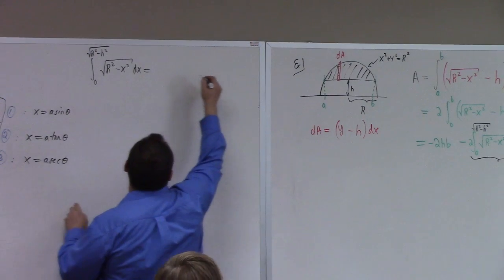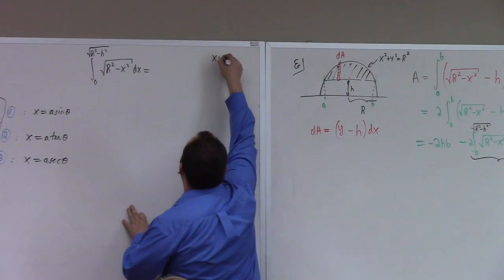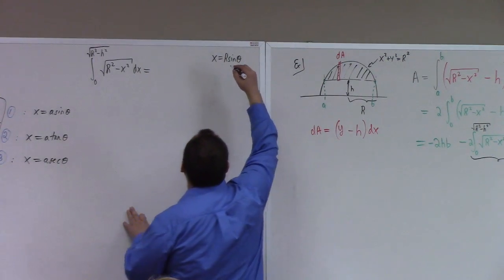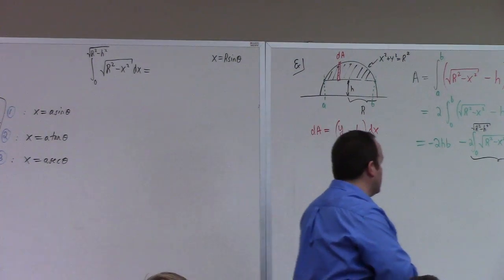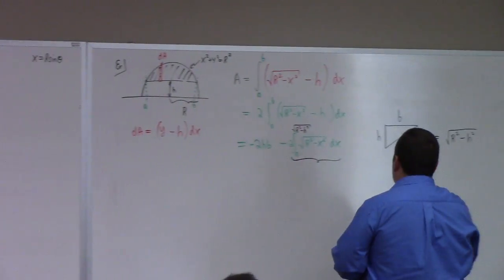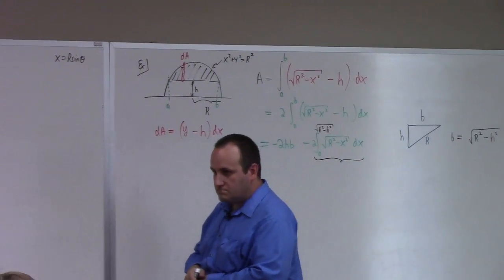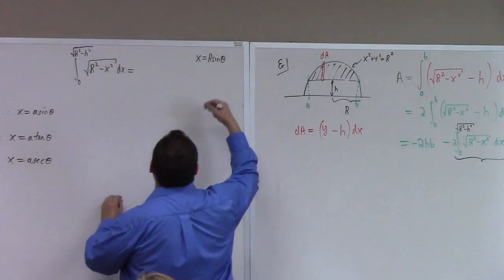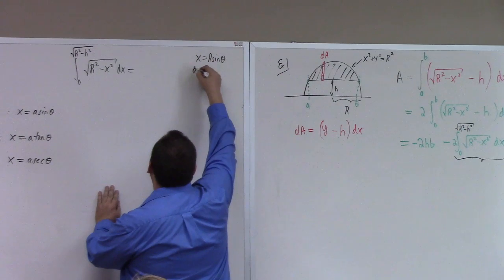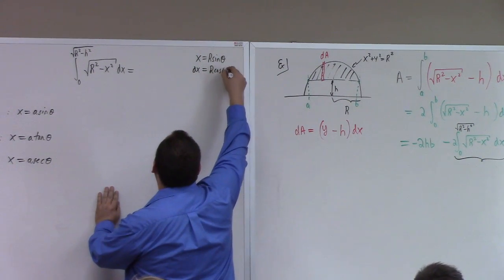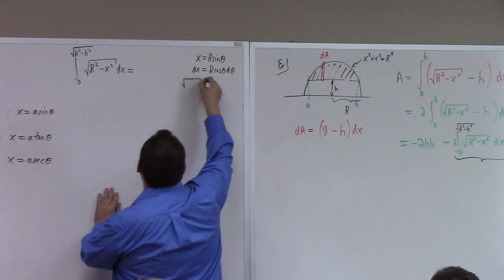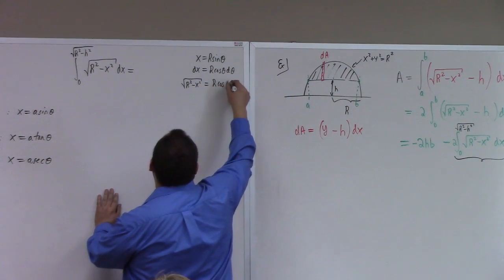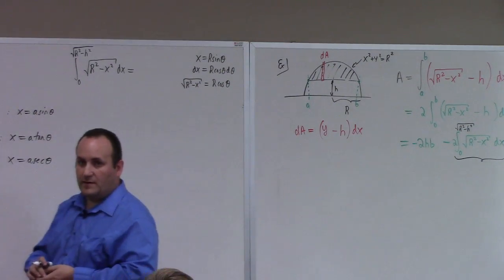What should we do? I propose we make an x equals r sine theta substitution, right? You could use cosine theta if you want. I'm going to use sine theta. Now if I do that, dx is easy, right? And the square root of r squared minus x squared is what? It's r cosine theta, much for the reasons we did before. But what's new here?